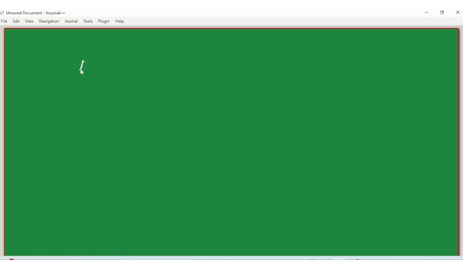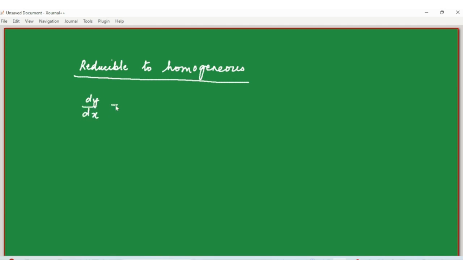Hello everyone, in this video we are going to discuss first order first degree differential equations which are reducible to homogeneous. So let's first have a look at the general form of such equations. Such equations look like dy by dx equal to a linear in x and y above and another linear in x and y below.